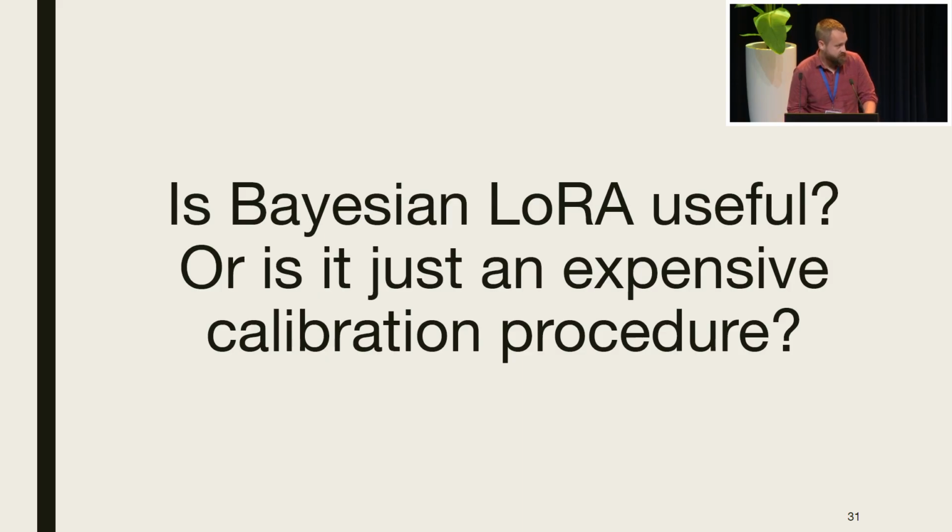Because everything was just based on calibration, but temperature scaling was already doing really well in that situation. So if what you care about is calibration, why use Bayesian LoRA when you could just get a little bit of extra data and calibrate your model using temperature scaling?